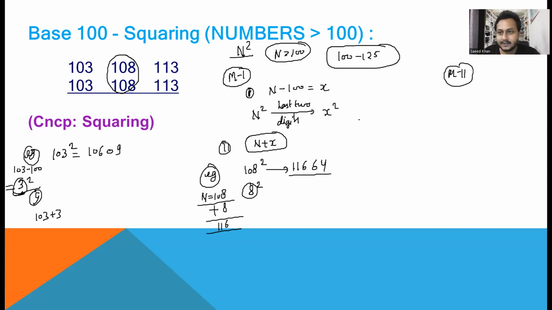So let's learn the second method, like the one I first told you for 75 to 100. So take the same example, let's say 108 square. You find what is 108 square, by writing 108 square in this way.